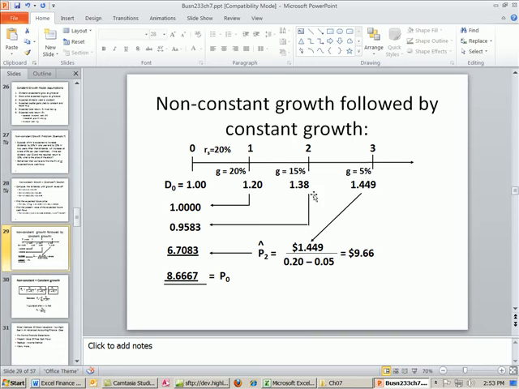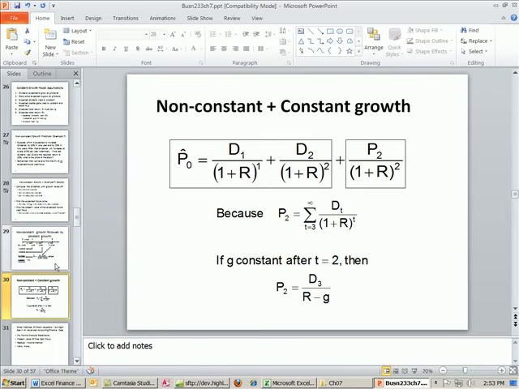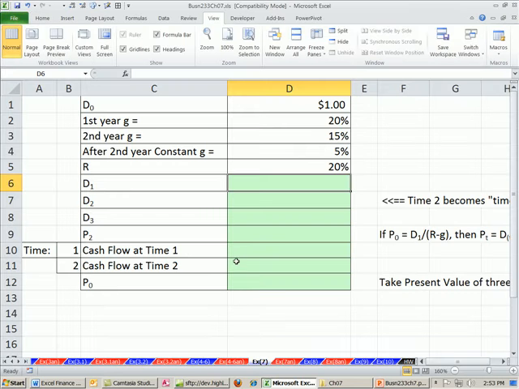Here's the picture. We have this one, so we're going to have to discount it back using our normal techniques. The only trick was you had to figure out, once you have a dividend here, you need to, at the constant rate, go forward one ahead and calculate the price at time 2. So we have this cash flow and this cash flow, and we discount them back, add them all up, and that should be our price. All right, let's go over to Excel.